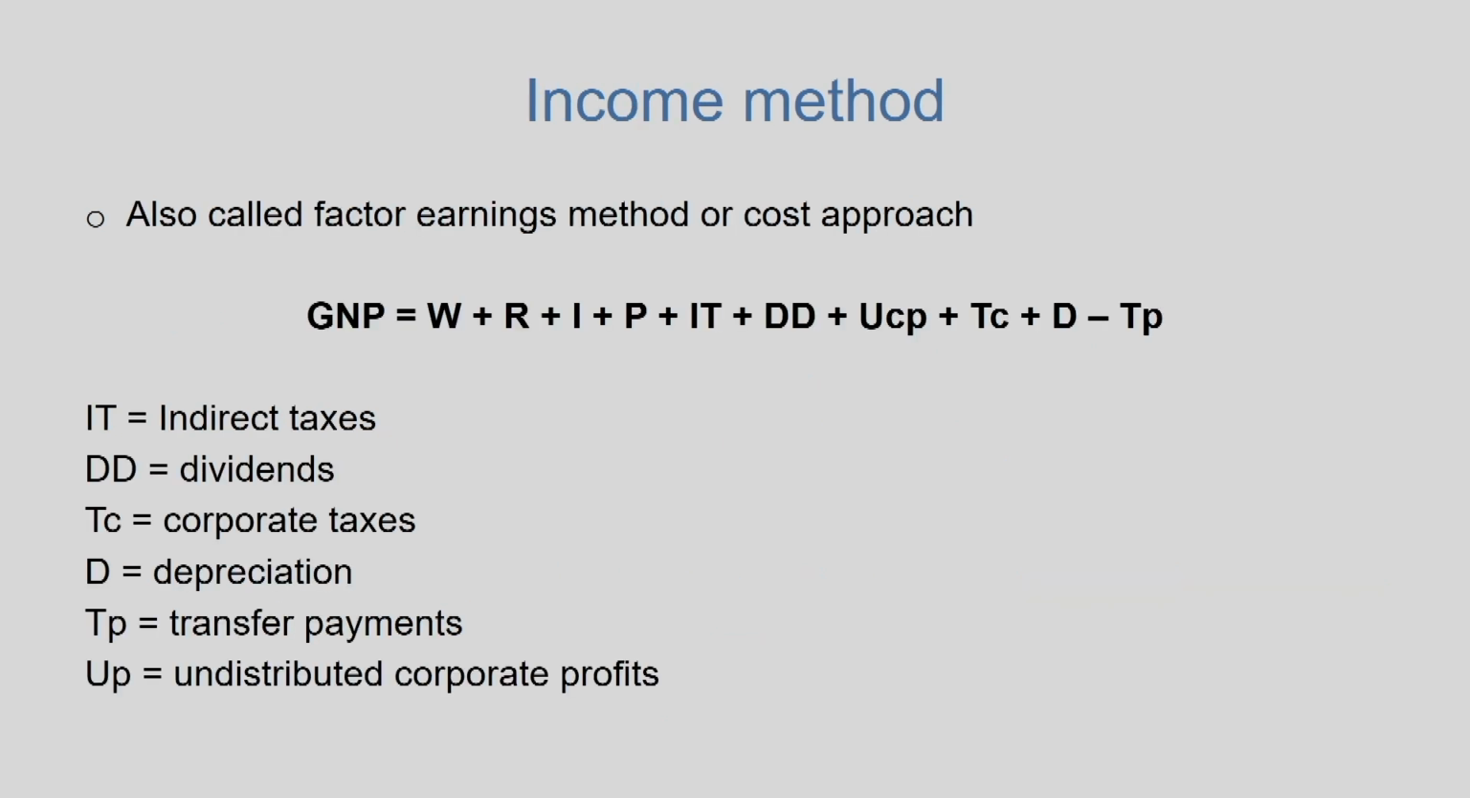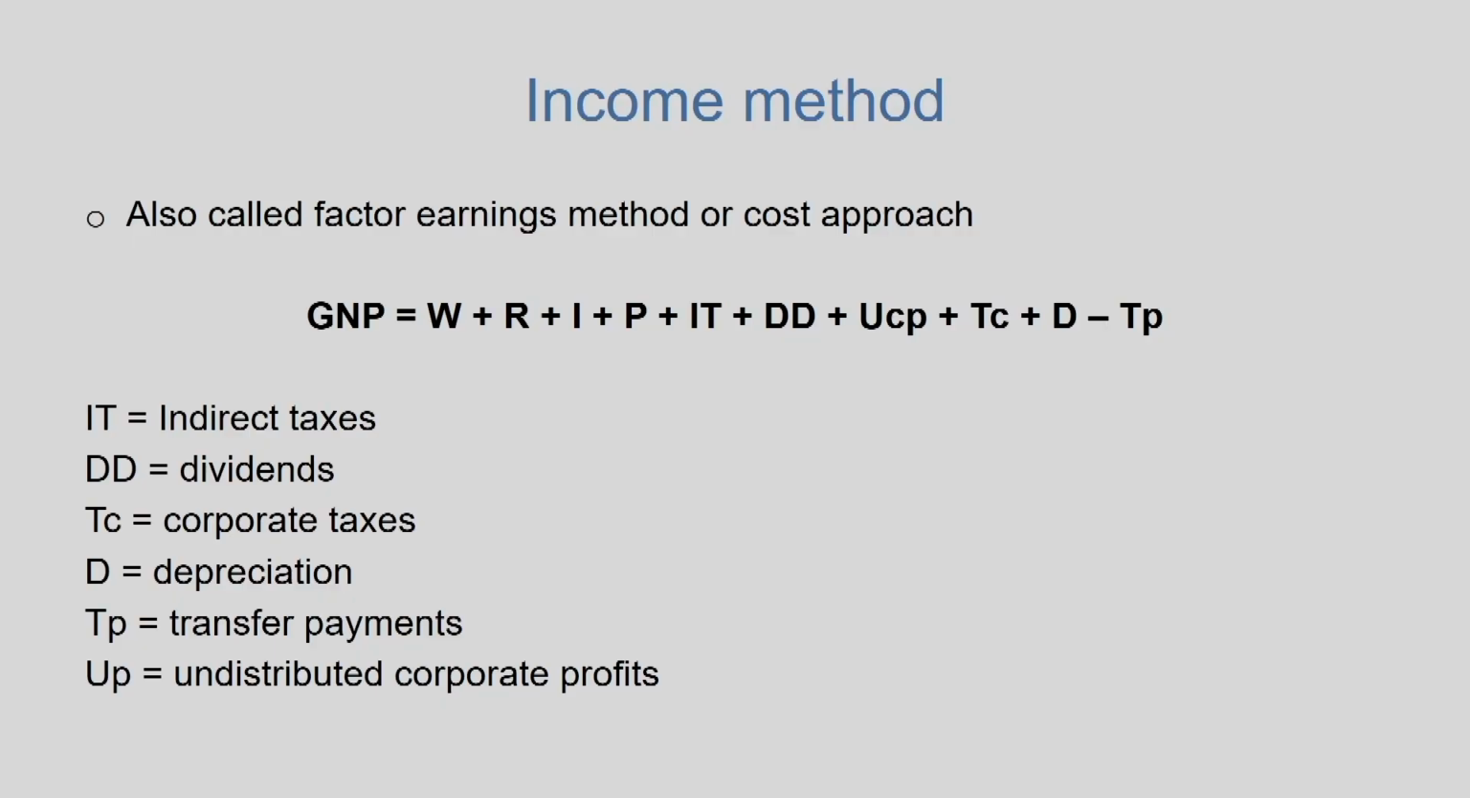Let us now look at the income method of national income accounting. The income method is also referred to as factor earnings method or the cost approach. Estimating national income through the income method helps us understand the distributive shares of different factors of production in an economy. Therefore, this method is also called factor earnings method or cost approach.